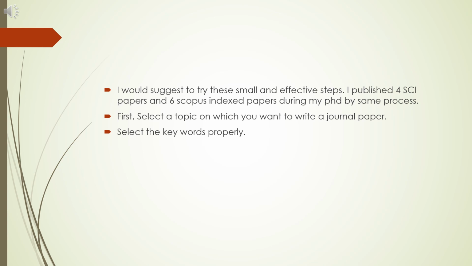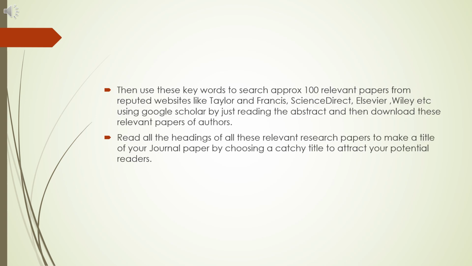First, select a topic on which you want to write a journal paper. Select the keywords properly. Then use these keywords to search approximately 100 relevant papers from reputed websites like Taylor and Francis, Science Direct, Elsevier, Wiley etc. using Google Scholar by just reading the abstract, and then download these relevant papers of authors. Read all the headings of all these relevant research papers to make a title of your journal paper by choosing a catchy title to attract your potential readers.